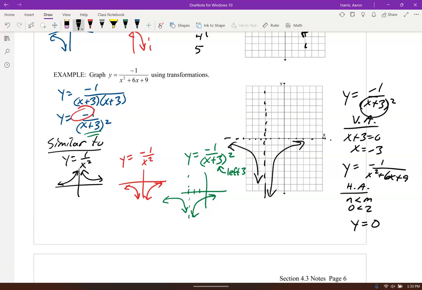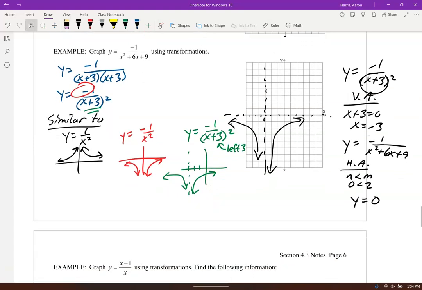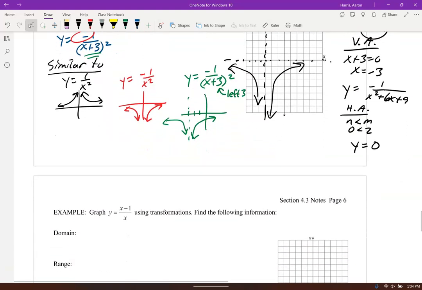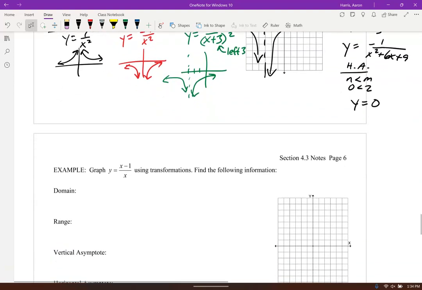To be a little more exact, plug some points in. You kind of get the feel with it with transformations. All right, this one's kind of interesting.